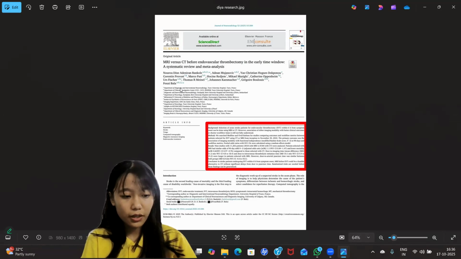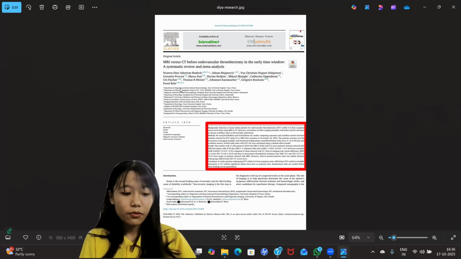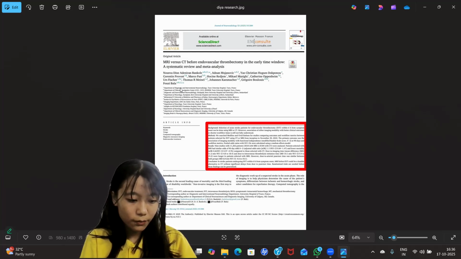Researchers reviewed studies from Medline and Ovid up to November 2024. They looked at outcomes and workflow metrics in patients who were selected for EVT using either CT or MRI. The main focus was on functional independence at 90 days and workflow times, such as door to imaging and door to treatment intervals. A total of 9 studies involving more than 11,000 patients were analyzed. About 3,000 had MRI and over 8,000 had CT.